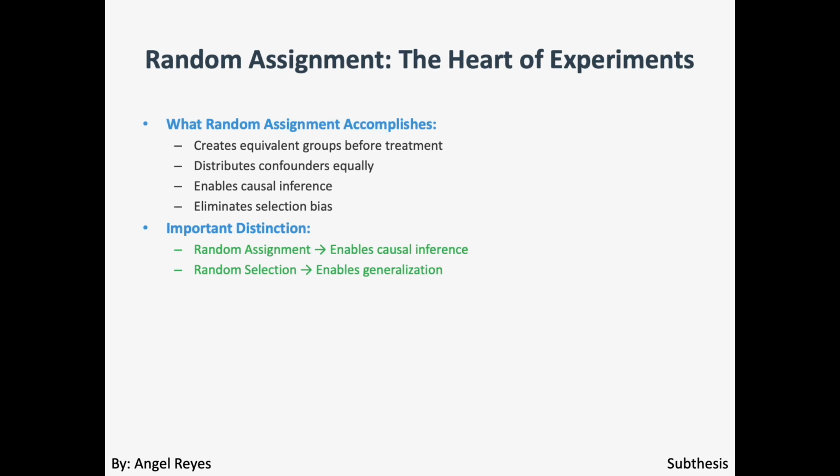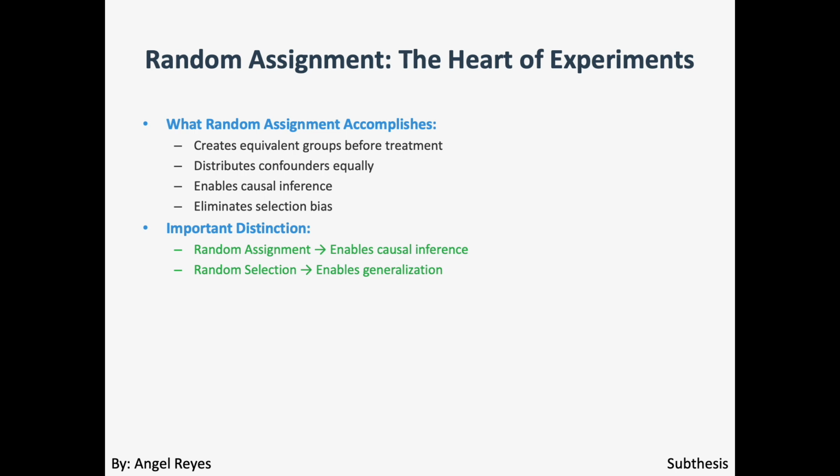Let's focus on what makes experiments so special: random assignment. This isn't the same as random selection, and this distinction is crucial. Random assignment means the researcher randomly places participants into groups. This accomplishes 4 critical things. It creates equivalent groups before treatment begins. It distributes both known and unknown confounders equally across groups. It enables causal inference, and it eliminates selection bias.